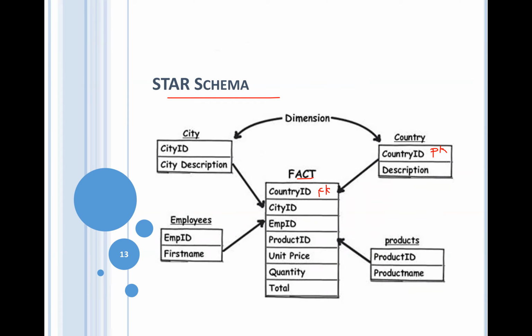Okay, this particular customer, in this particular country, in this particular city, this particular employee sold this particular product. This is the unit price, quantity. So these three are called measures, right? Measures. And these four are foreign keys, coming from the dimension tables.